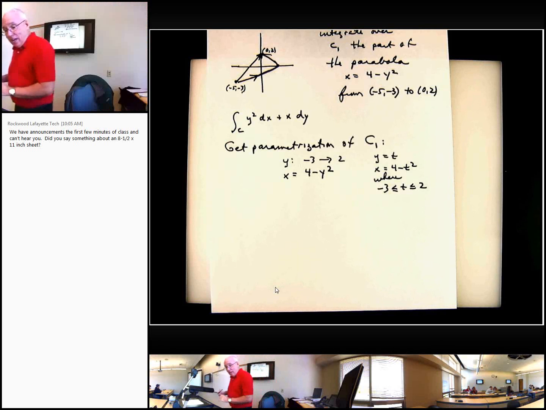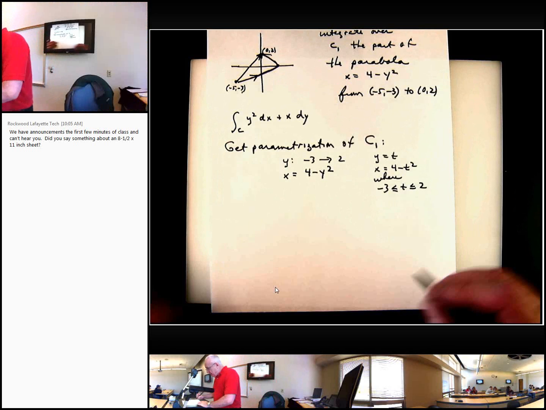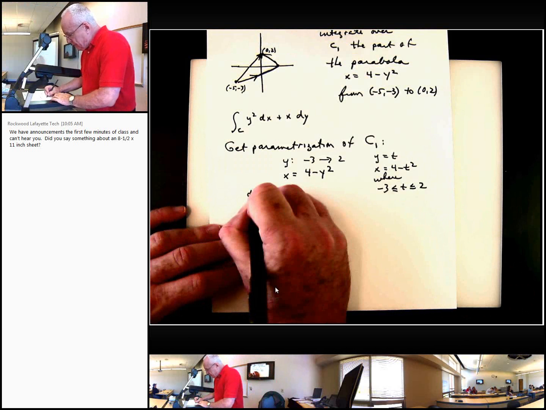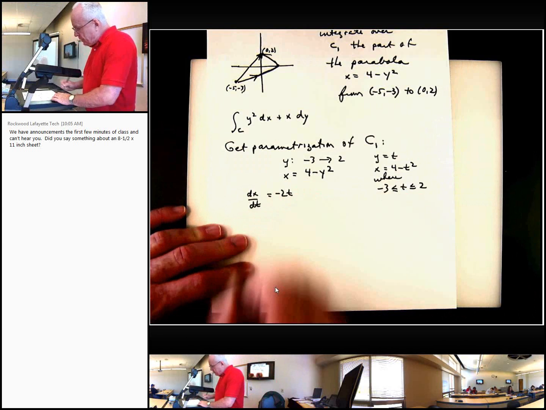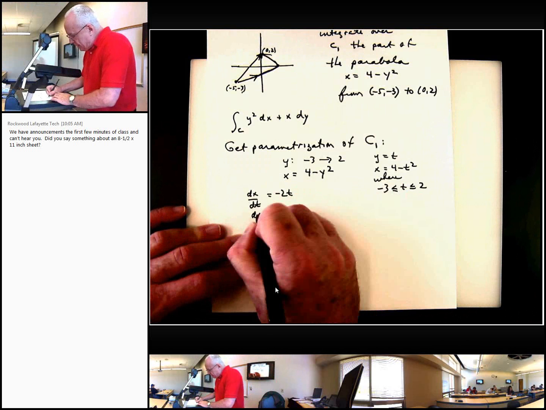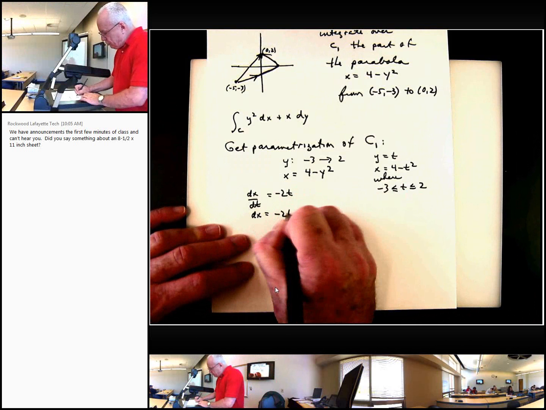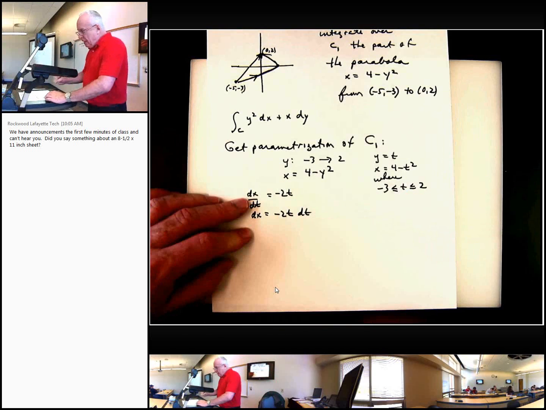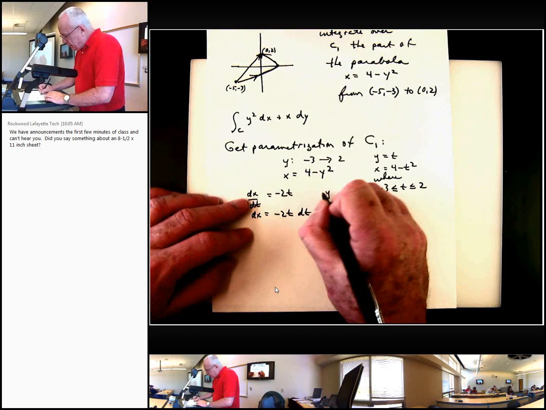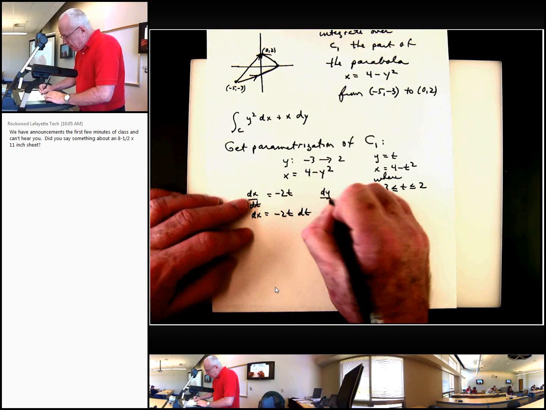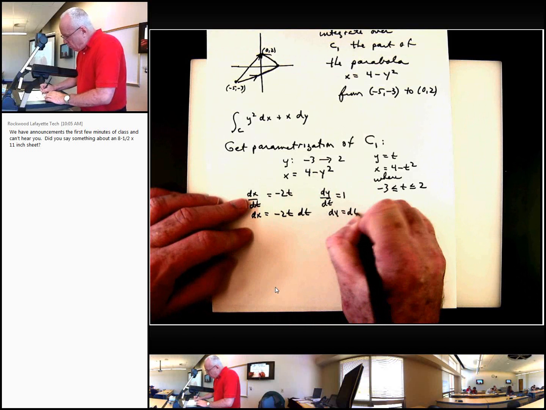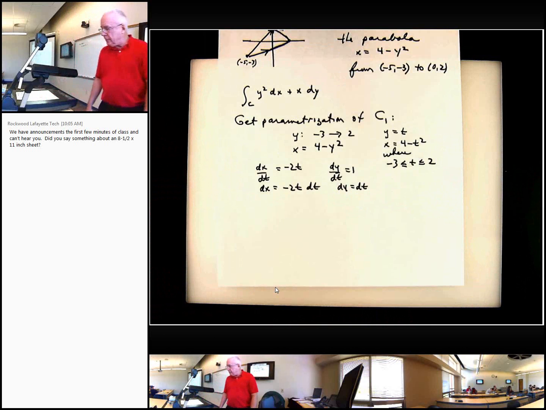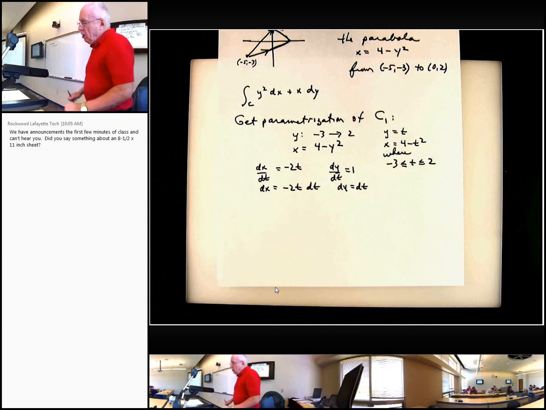Right? Okay, so we know we have to figure out dx, dt, and all this. So dx/dt is, in this case, -2t. So therefore, dx is going to be replaced with -2t dt. And y is just equal to t, so dy/dt is just equal to 1. So dy is going to end up equaling dt. All right.